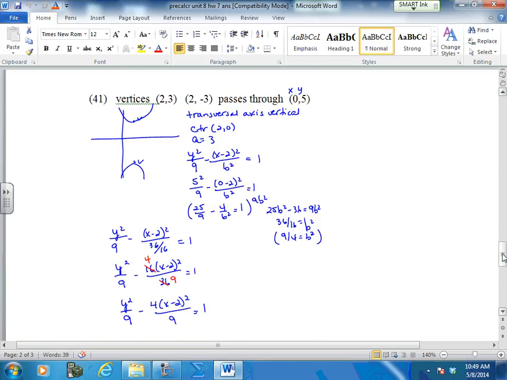Okay, here's a passes through point. This one's always a little bit more difficult also. When it passes through something, that means you're going to have to substitute your x and your y in for that point so that you can find either A or B, whichever one you were looking for. So first thing is set up your vertices. So you know it's a y transversal. Find your center. Your center between -3 and +3 is at 2, 0. So you know it's y, so plug this in, and you should be here right now.